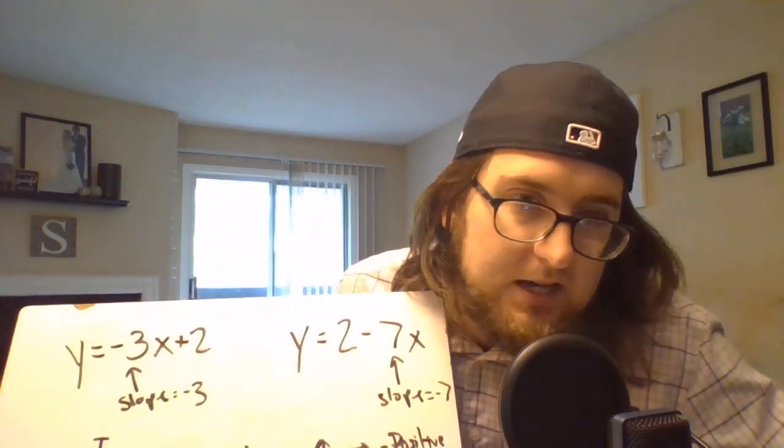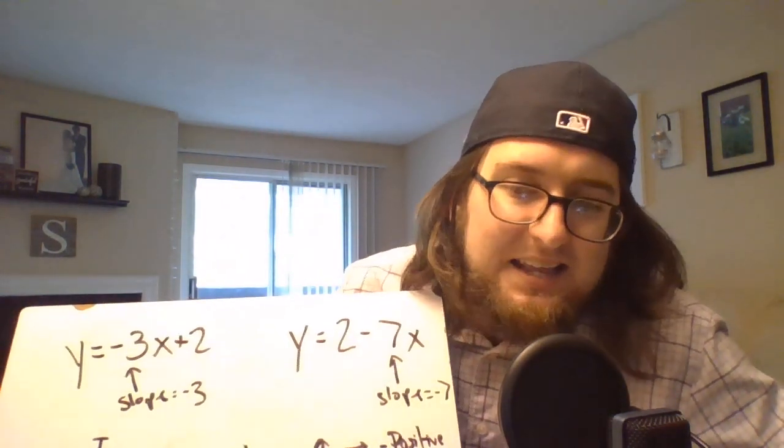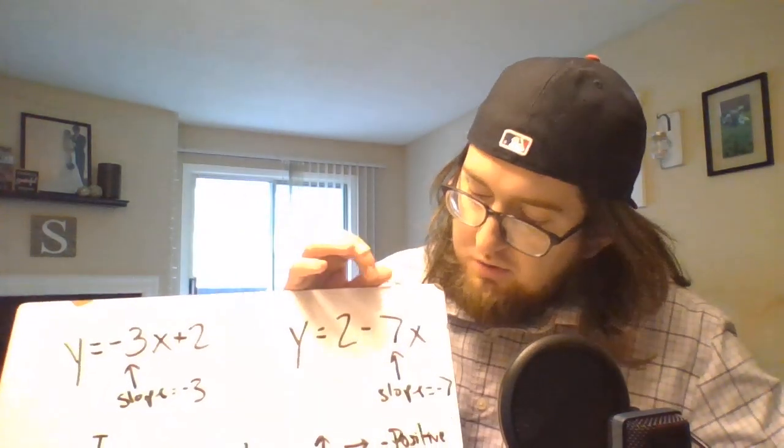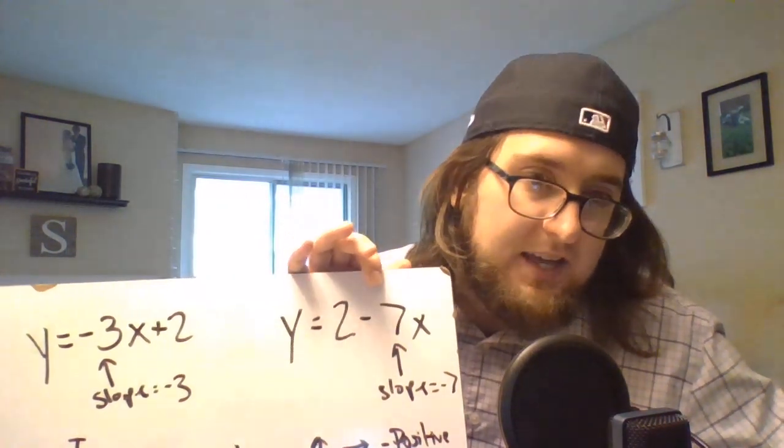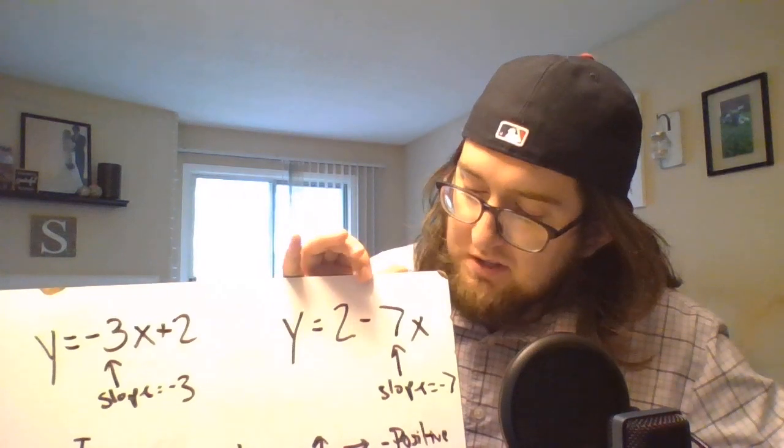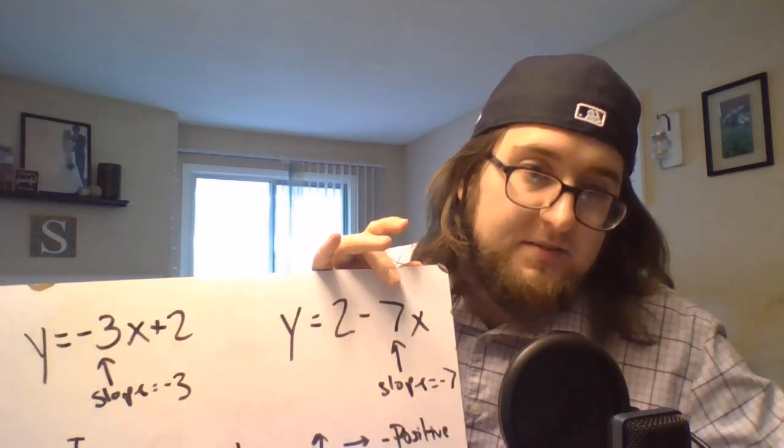Wait a second, Mr. Stowe. I thought that was a minus sign. Well, if you remember, subtraction can be written as plus a negative. So it's the same as if we said 2 plus negative 7x. So negative 7 is the slope.